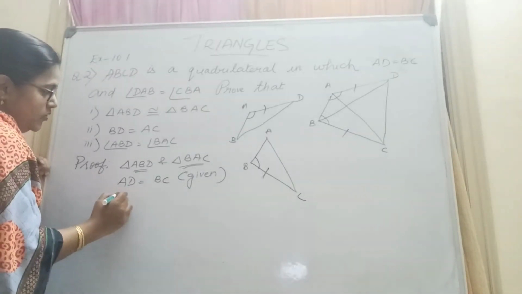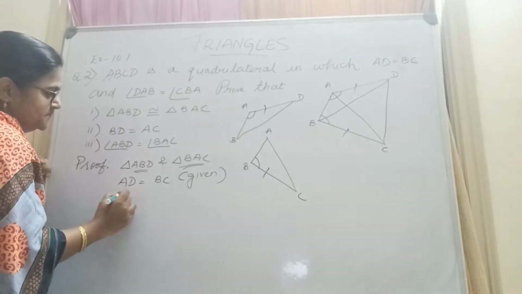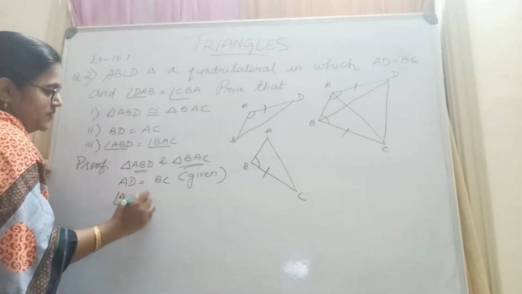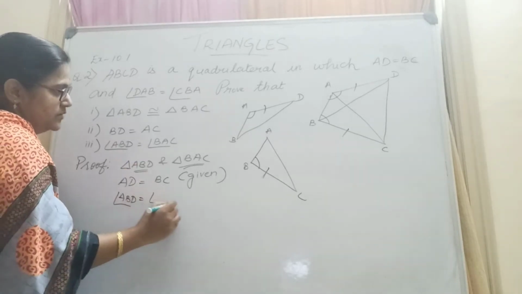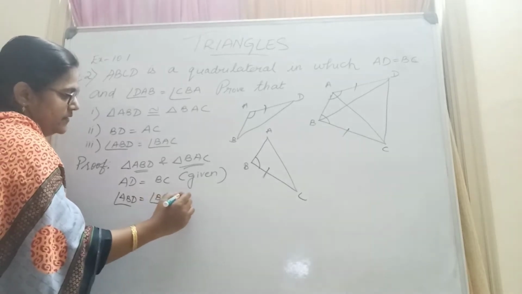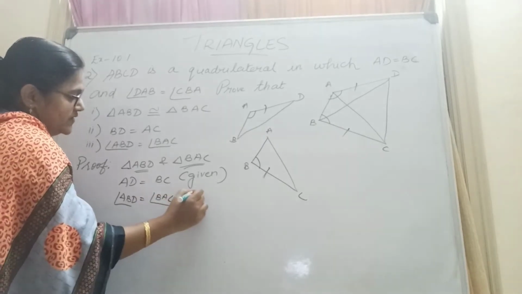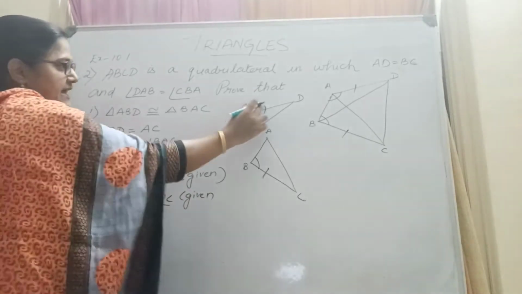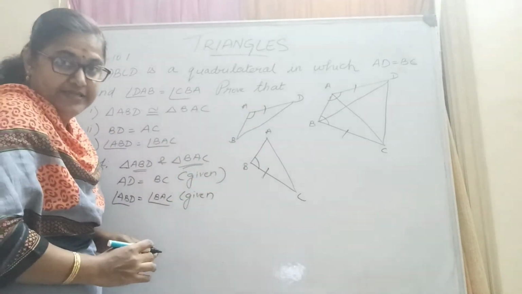Okay. Then also it is given angle DAB from triangle ABD is equal to angle CBA from triangle BAC. This is also given. So we have taken one side and one angle into consideration as of now.